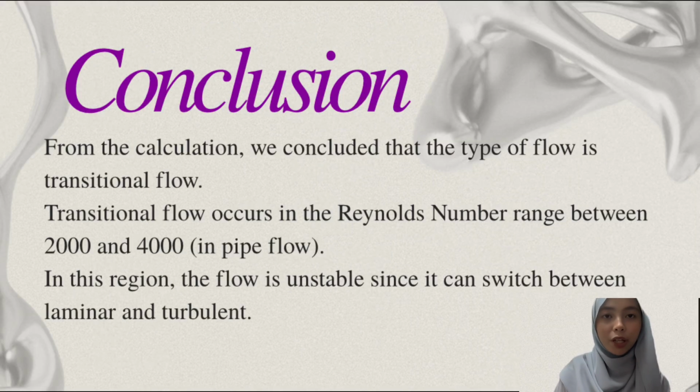In conclusion, from the calculation, we conclude that the type of flow is transitional flow. Transitional flow occurs in the Reynolds number range between 2000 and 4000 in pipe flow. In this region, the flow is unstable since it can switch between laminar and turbulent.